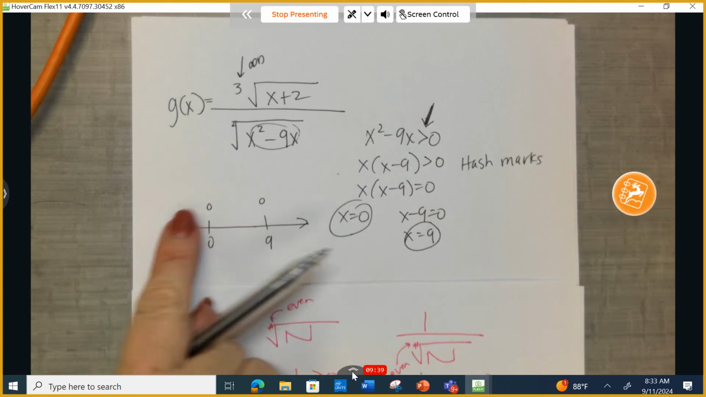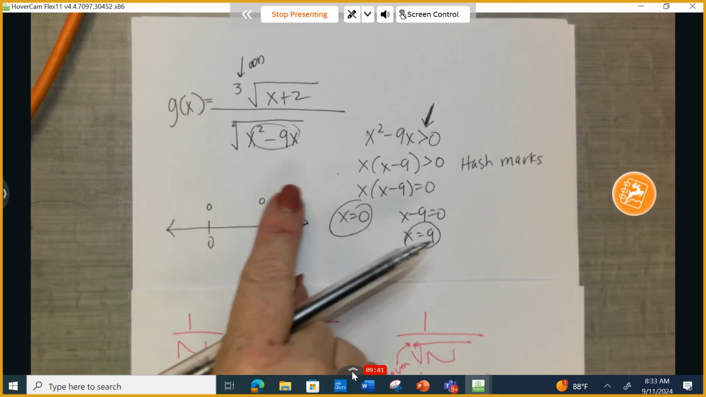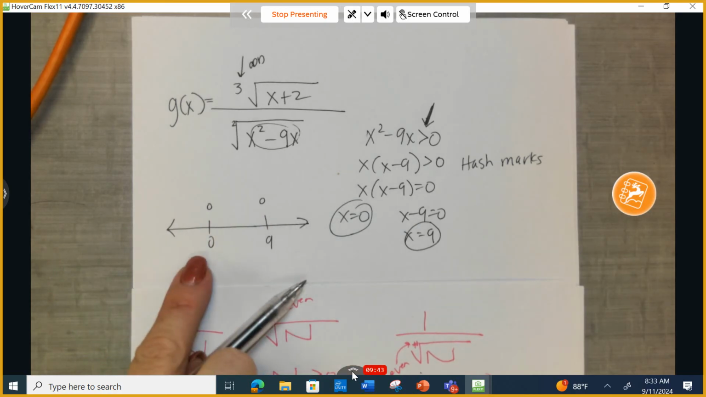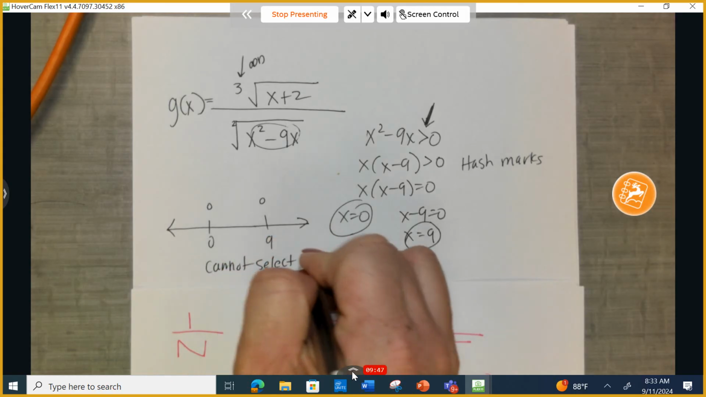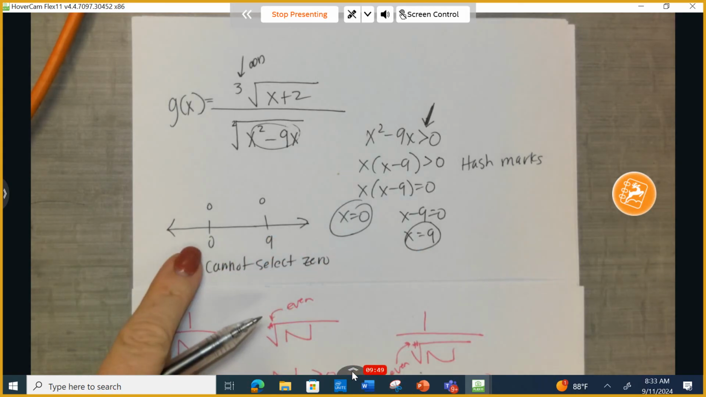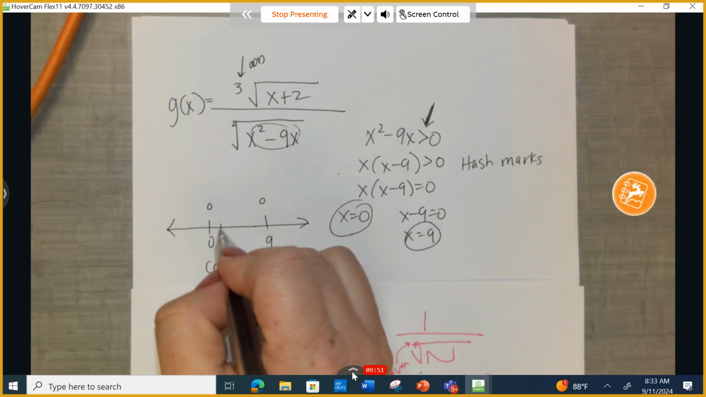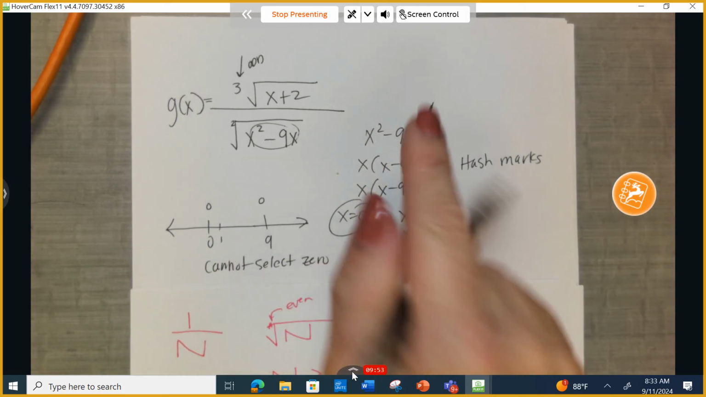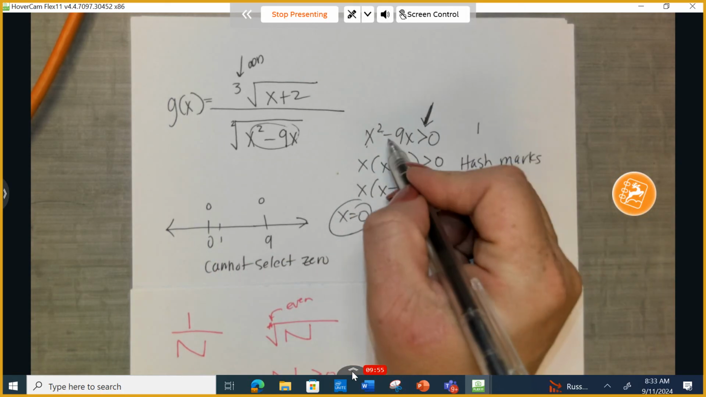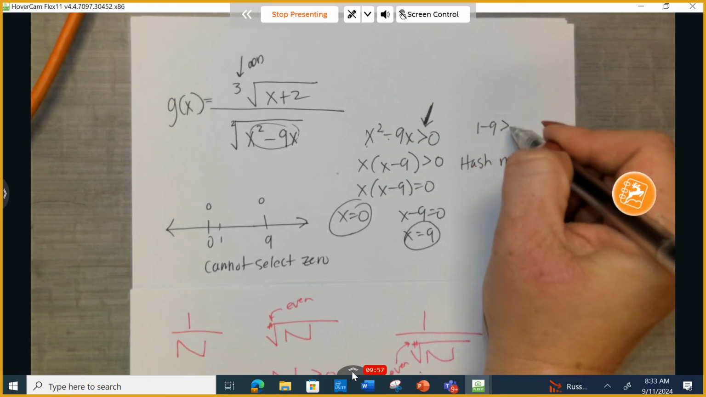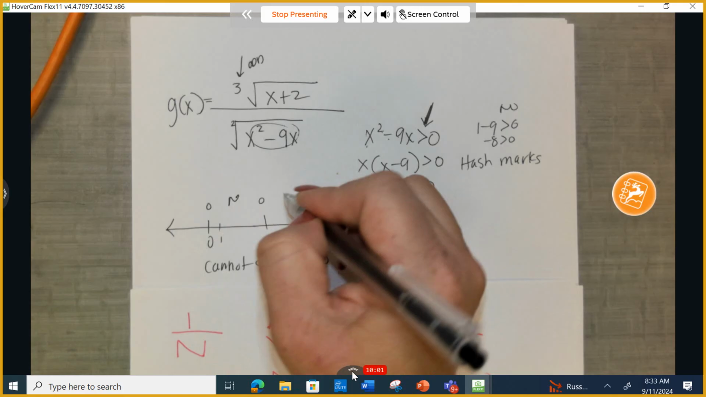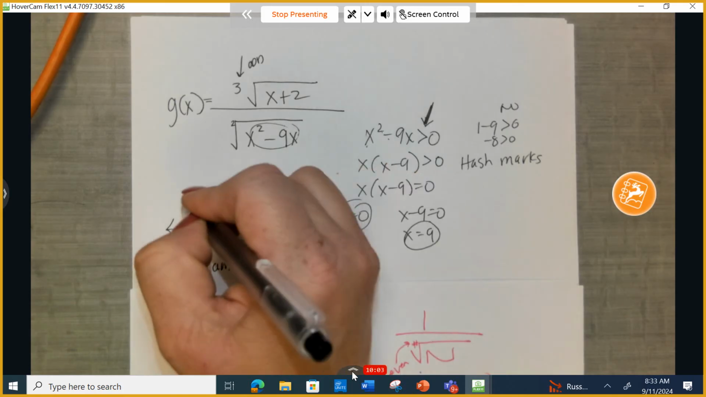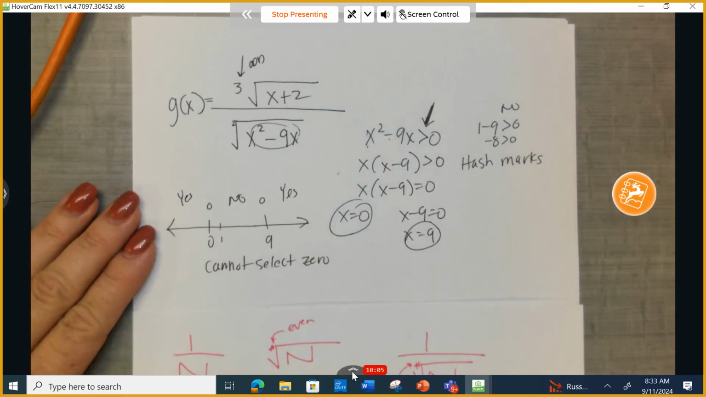Now I'm deciding, is it yes, no, yes, or vice versa, no, yes, no. We can't choose 0. But it's because I didn't know that when it's a hash mark, you cannot choose it. So let's choose another number. Let's choose like 1. So I'm going to choose 1 up here. 1 squared is 1. 9 times 1 is 9. Is negative 8 greater than 0? No. So this is a no. This is a yes. This is a yes.